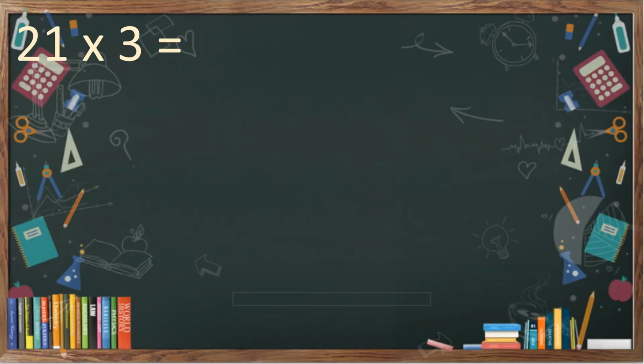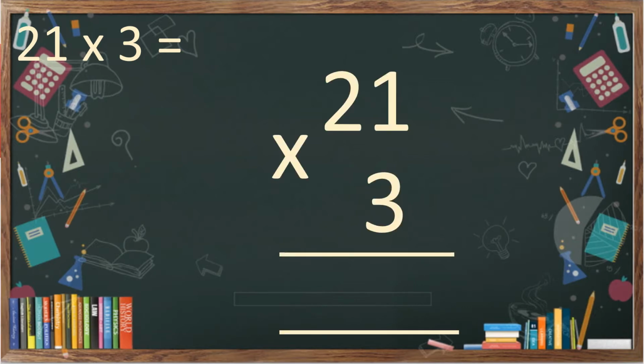Here we have a question, 21 times 3. To do this, we need to write it down in the column multiplication way. This is what it looks like. We would start by doing 3 times 1. That gives us 3. So we write 3 underneath the 3.